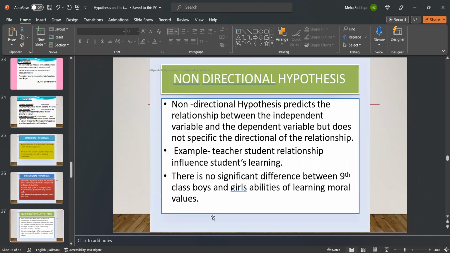Non-directional hypothesis, it predicts the relationship between the independent variable and dependent variable, but does not specify the direction of the relationship. For example, teacher-student relationship influence students' learning. So it is not indicating how more or less. So there is no significant difference. Another example is that there is no significant difference between ninth class boys and girls' abilities of learning moral values.